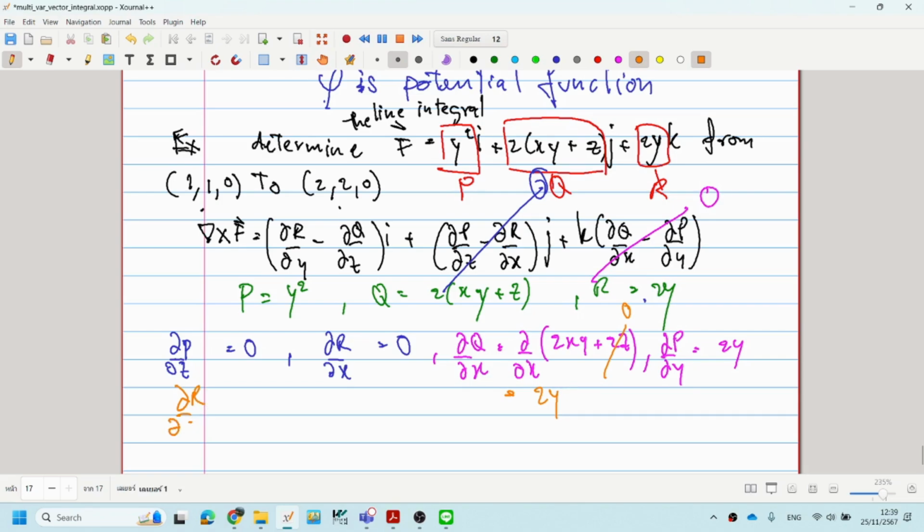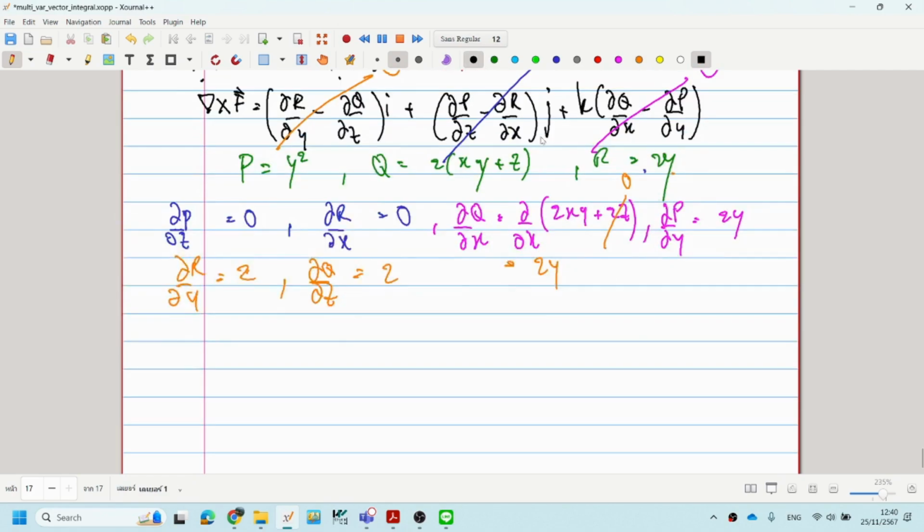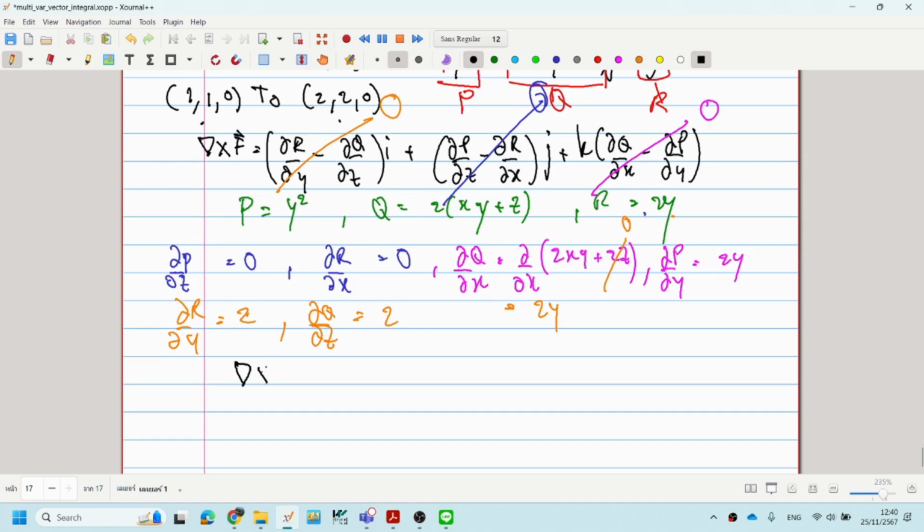∂r/∂y, ∂r/∂y is 2, right? ∂r/∂y, r is 2y, becomes 2. And ∂q/∂z, the first term 0, 2, right? So it's the same, the equality holds. Becomes 0. That means check it out: it's the first step, checking out for f, you got 0.